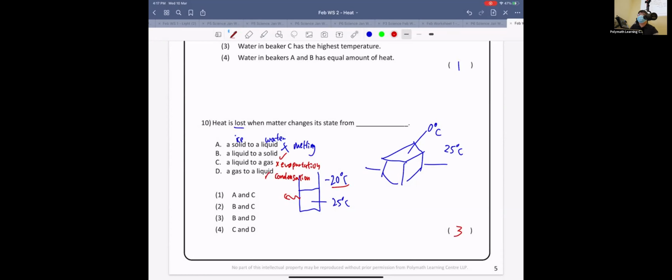So heat and water are closely related because heat is required for water to change state. Melting requires heat gain. Freezing requires heat loss. Condensation requires heat loss. Evaporation requires heat gain. Boiling requires heat gain. So all these things require either heat gain or heat loss. If you want to be good in water, you also need to be good in heat, because you need to know whether it gains or loses heat.